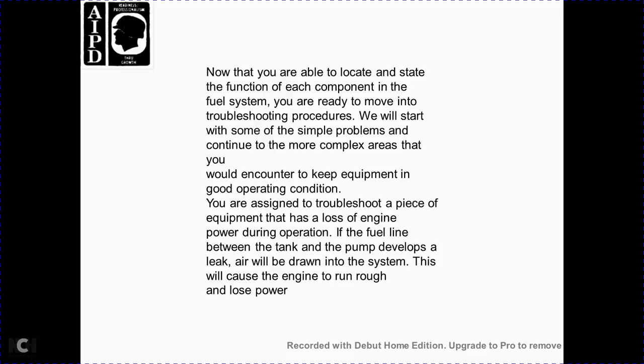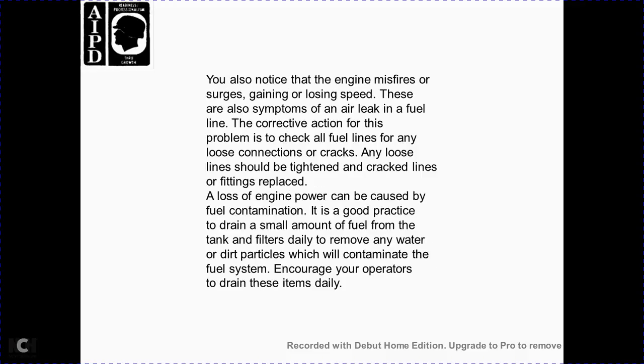You are assigned to troubleshoot a piece of equipment that has lost engine power during operation. If there is a leak in the fuel line between the tank and the pump that delivers the fuel, air will be drawn into the system, which causes the engine to run rough and lose power. You will also know it if the engine misfires, surges, or loses speed. This also indicates an air leak in the fuel line. The corrective action for the problem is to check all the low-pressure fuel lines for any loose connections or cracks. Any lines with cracks or loose lines should be tightened, and the line or fitting replaced.